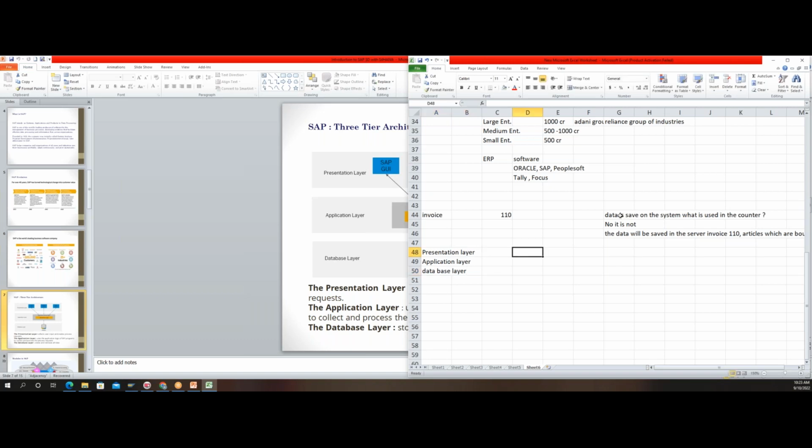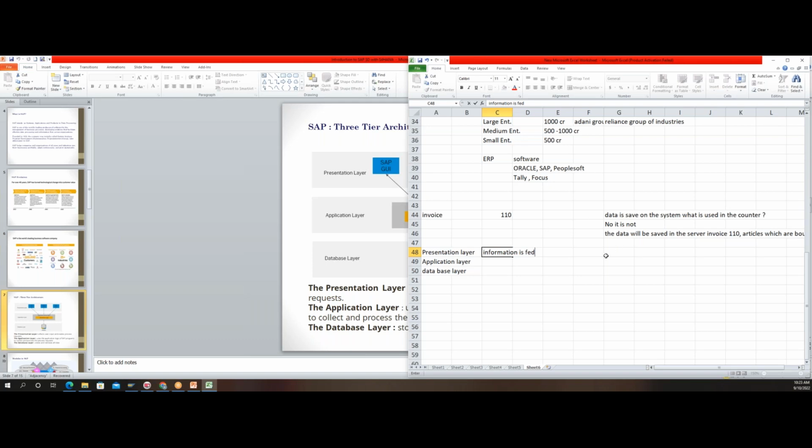Presentation layer is the monitor or the screen where you are performing the transaction, where the information is fed. That is a presentation layer. So the tool where you input the details, okay, that is a presentation layer. Now, after entering the details, what is the next step?